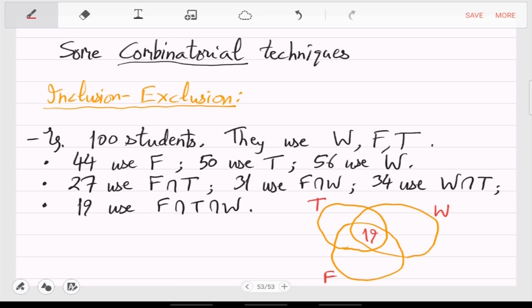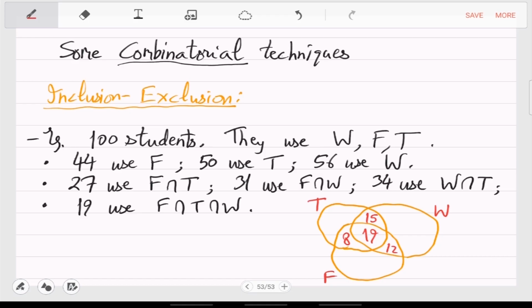And after this, can you find out what is the intersection of Twitter and WhatsApp minus 19? So this represents those students who use only Twitter and WhatsApp but not Facebook, right? Exactly 2 of these sites are used. So that will be, Twitter and WhatsApp was 34, right? So you get 15 here. And similarly, you will get 8 here and 12 here.